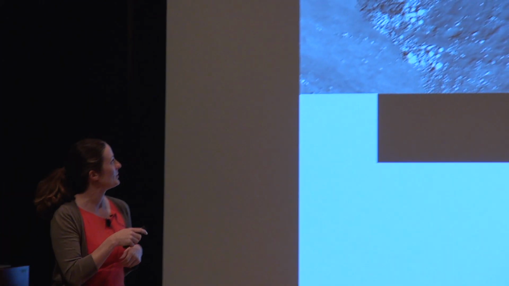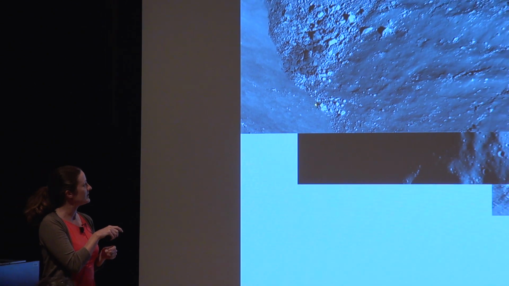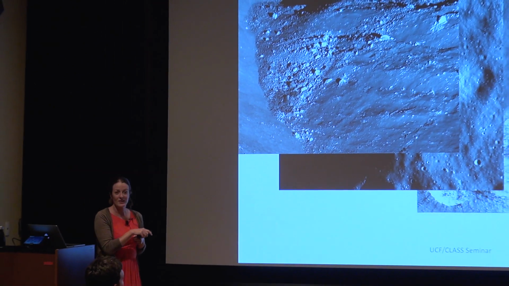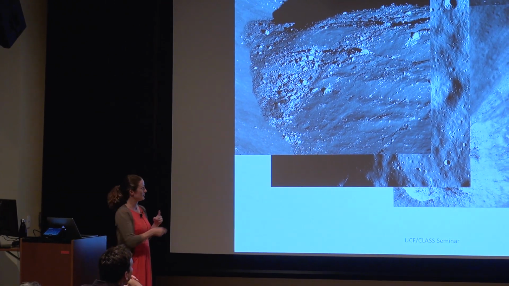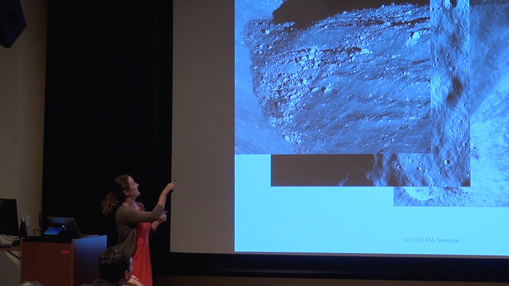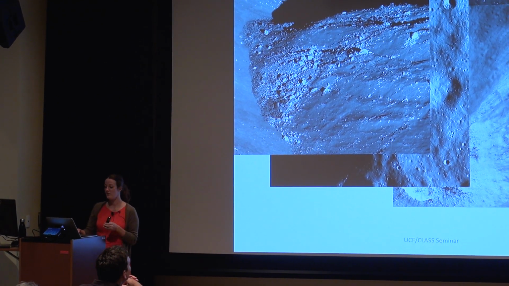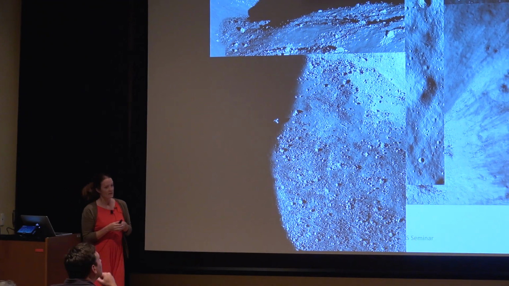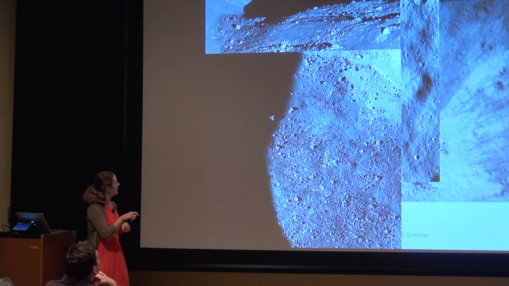Here's another cool example where you have these strewn boulder fields and then all this sort of smooth looking areas. That's mostly dust. Pretty exciting. And then you get these cool shadowing and, again, topography effects. I think this is one of the final ones here.